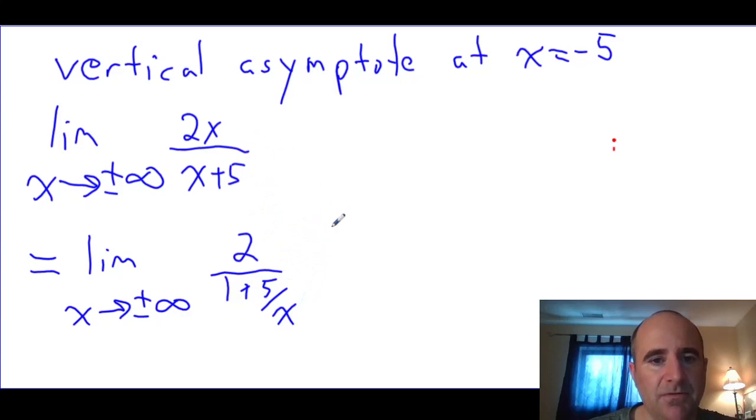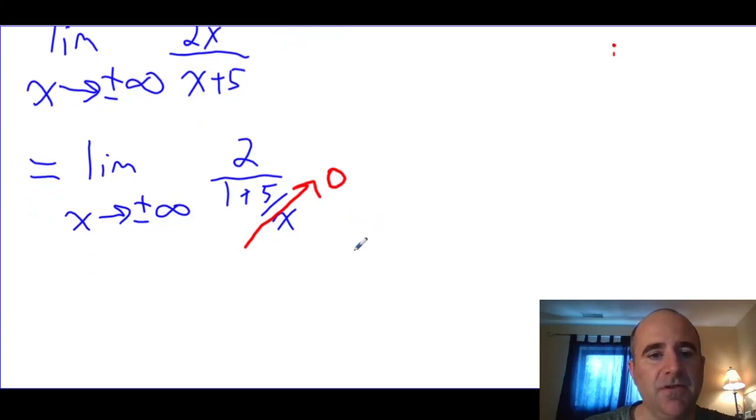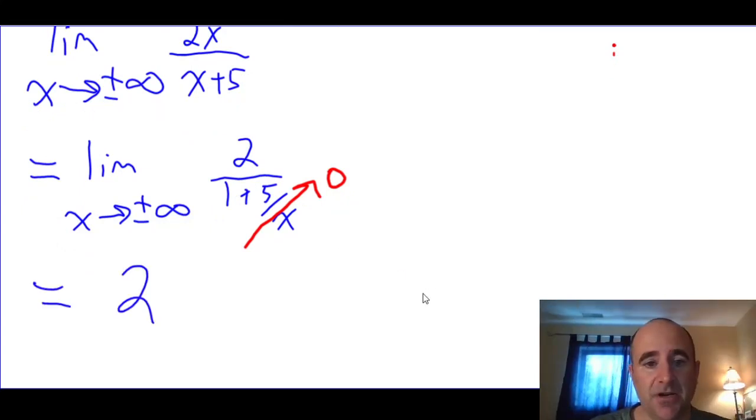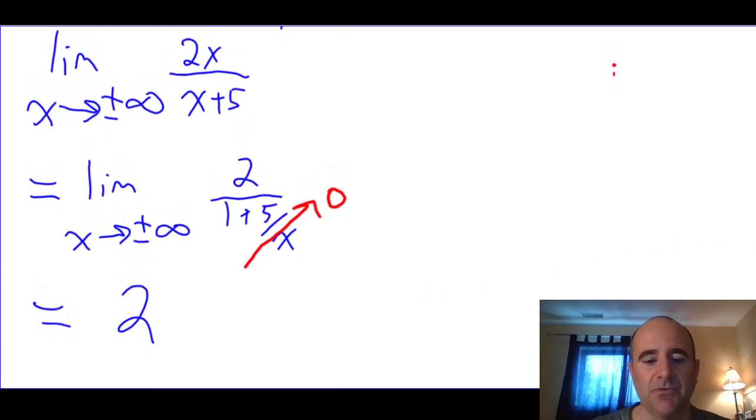So again, these are equivalent algebraically, even though this one looks strange. But the benefit of this is that I can look and I can say, okay, as x gets really, really big, 2 stays at 2, 1 stays at 1, but 5 divided by a big number will get closer and closer to 0. And that actually gives us the answer, 2 divided by 1, which is equal to 2. And that tells us right away that there must be a horizontal asymptote at y equals 2.